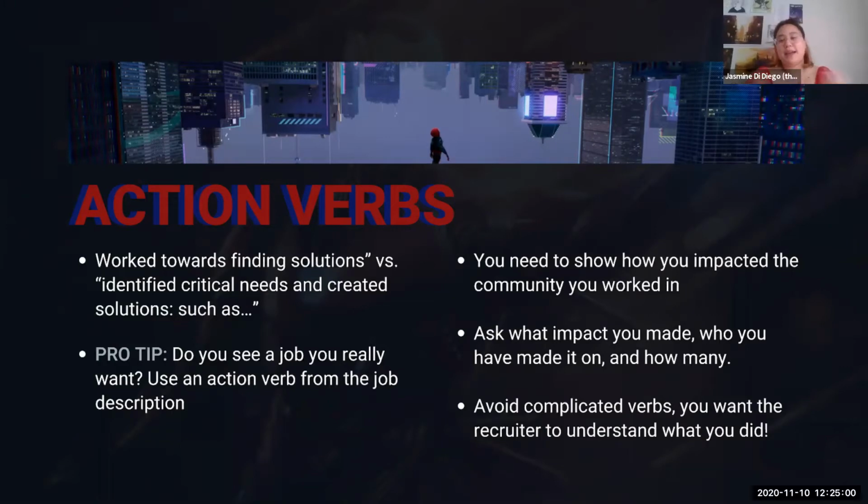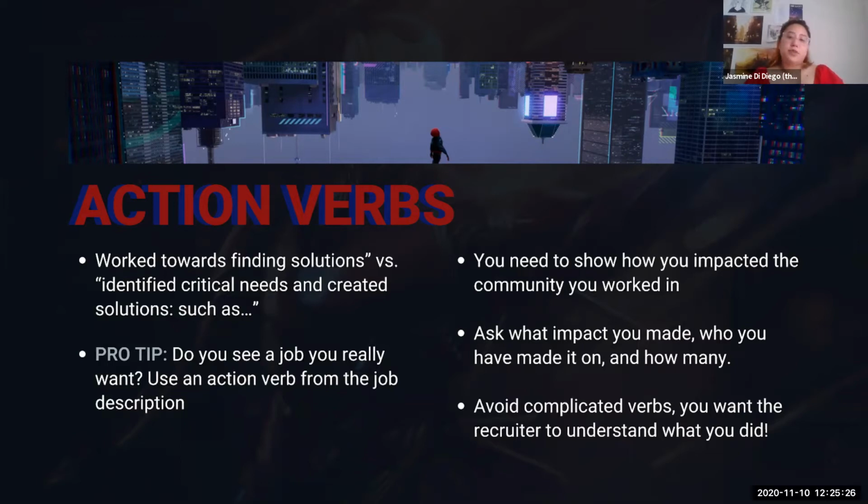So you might be asking yourself, I know what to put on my resume, but how do I write it? To make sure that your resume stands out, you need to show how you impacted the community, the organization, whatever you're writing about that you worked in. So you have to ask yourself, what impact did you make? Who have you made it on and how many? Then you use an action verb, not a passive verb, to show how you actually did that.